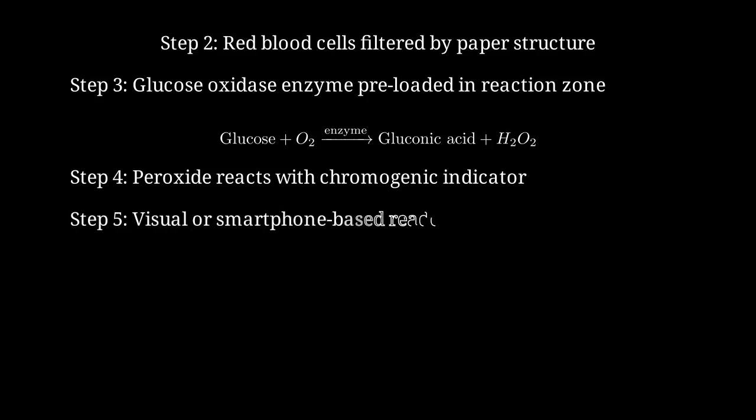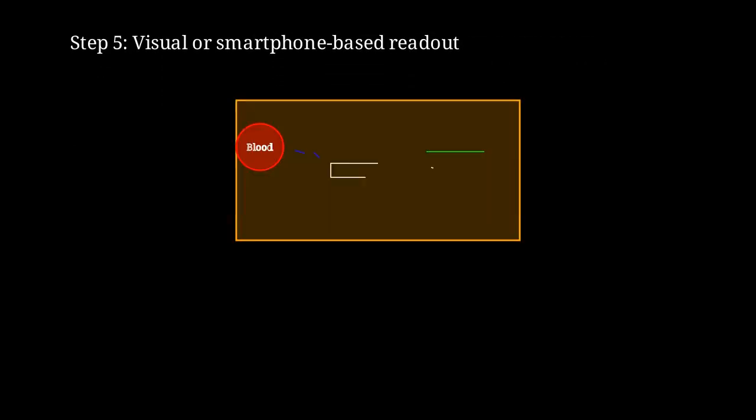Results can be read visually by comparing to a color chart, or quantitatively using a smartphone camera and app. The entire process takes 1 to 2 minutes. Here's a simplified schematic. Blood enters from the left, flows through the paper channel, and reaches the detection zone on the right, where the color change indicates glucose level.